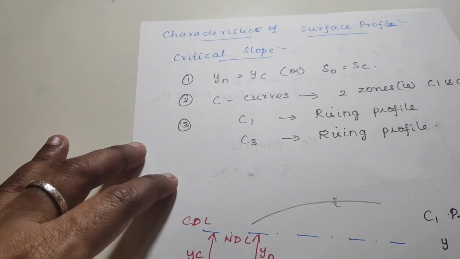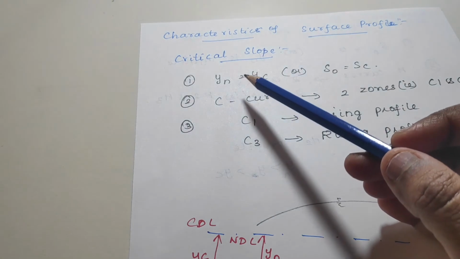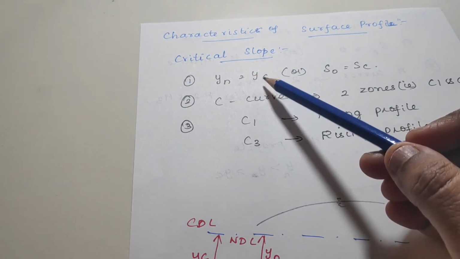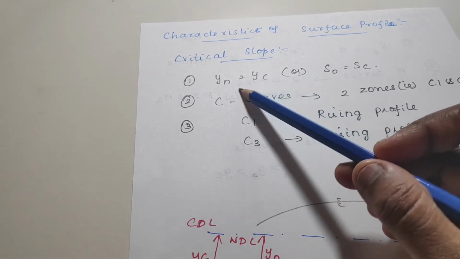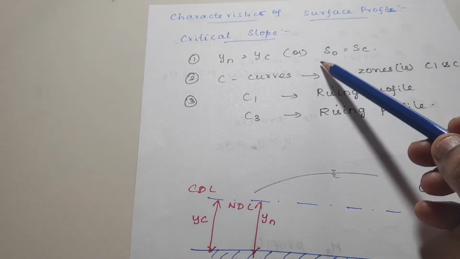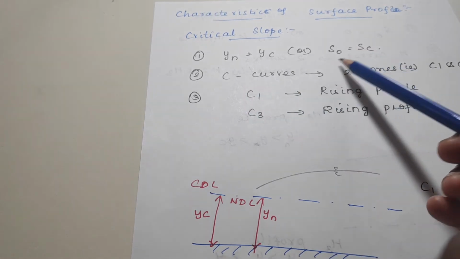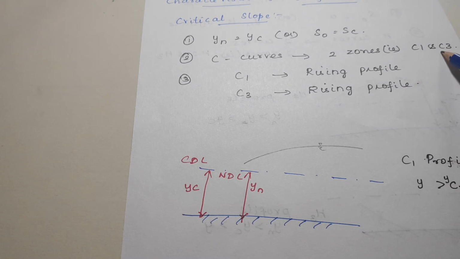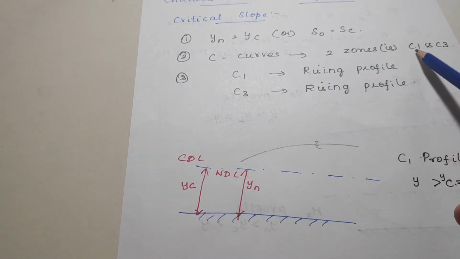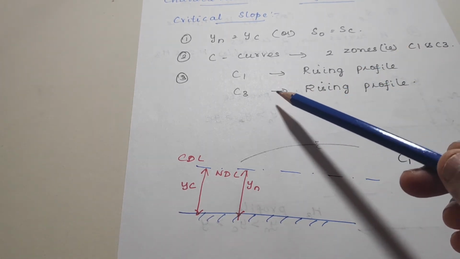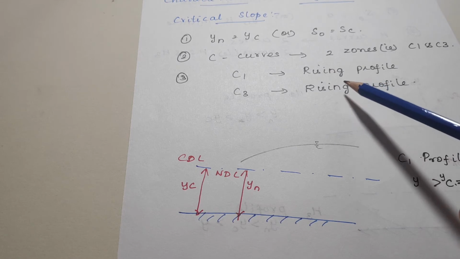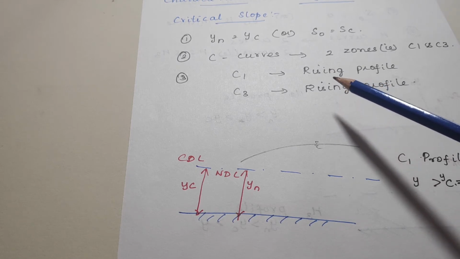Next we can see the critical slope. For the critical slope, yn is equal to yc. That is the condition. The normal depth will become equal to the critical depth, yn is equal to yc, and both the slopes are equal. For C curves, we have two zones, 1 and 3. C1 will be the rising profile. C3 will also be a rising profile, because 1 and 3 are both rising profiles. Here there won't be a falling profile.